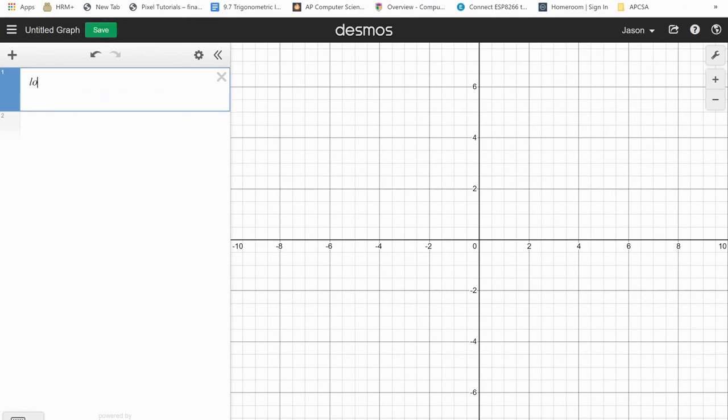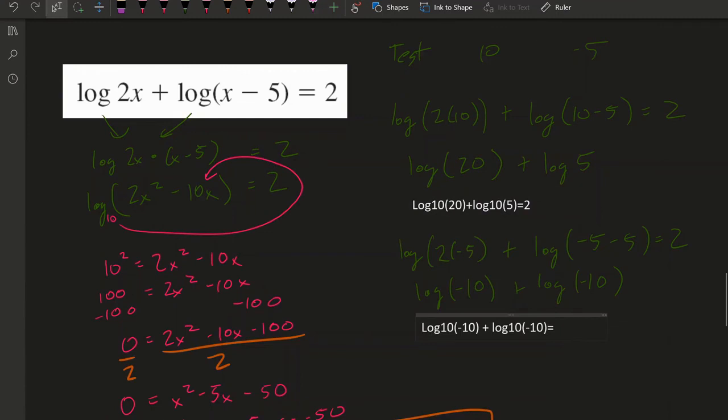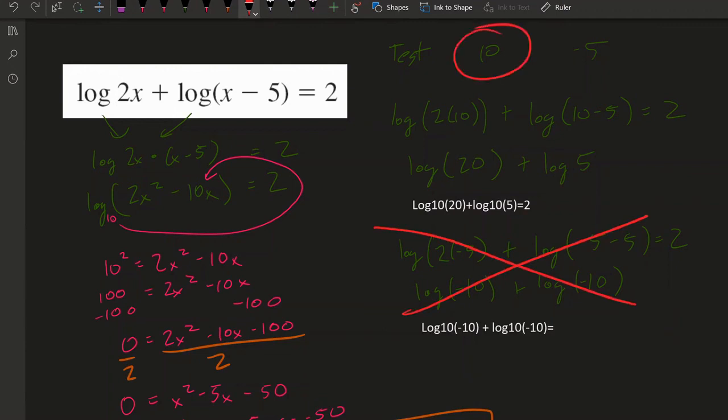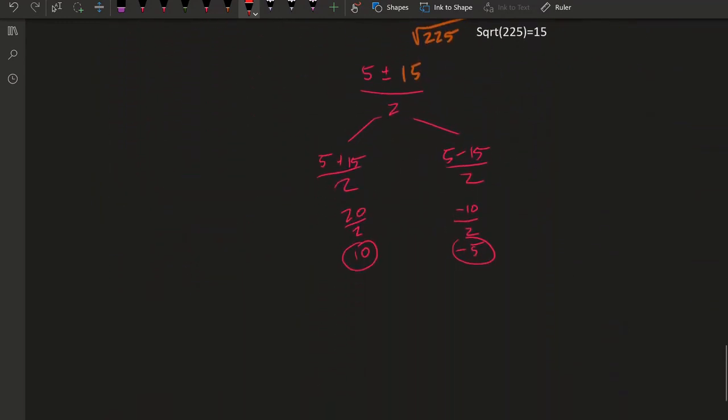So if I type in common log of negative 10, I get undefined. And the reason for that is that means 10 to the what power equals negative 10. And hopefully you remember that no matter what happens, 10 to any power will never be negative. That's why we get undefined here. So in this case, negative 5 is an extraneous solution. So that means our answer is only positive 10. So I can put right here, my answer is x is equal to 10.